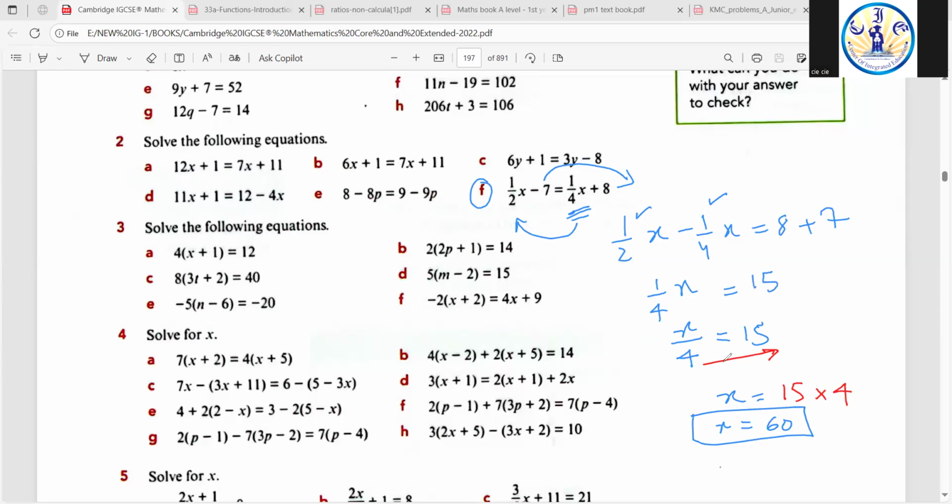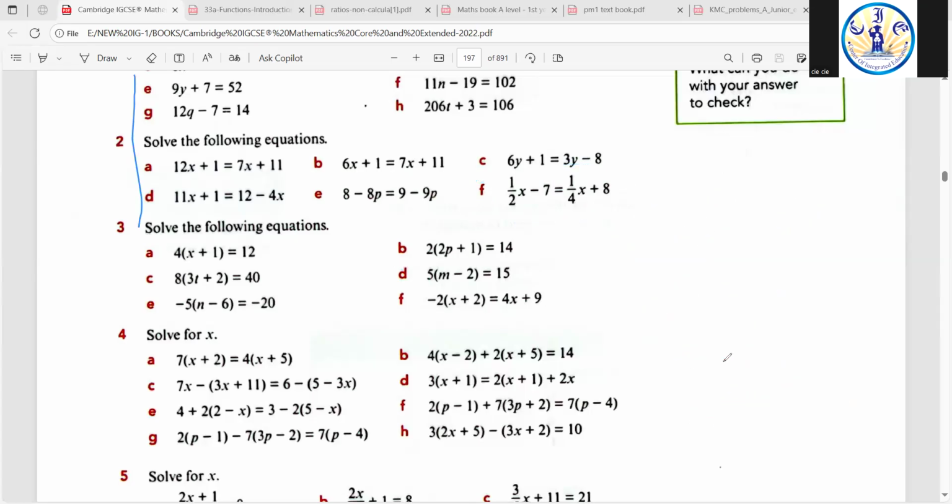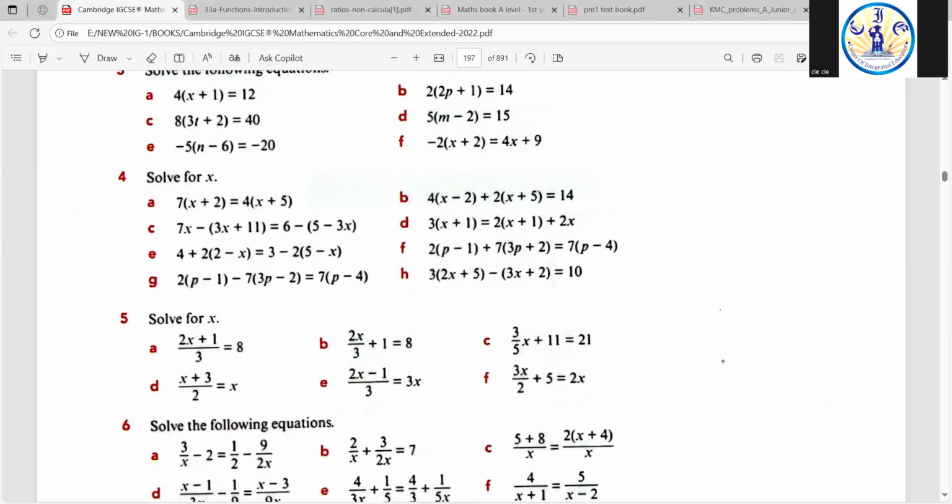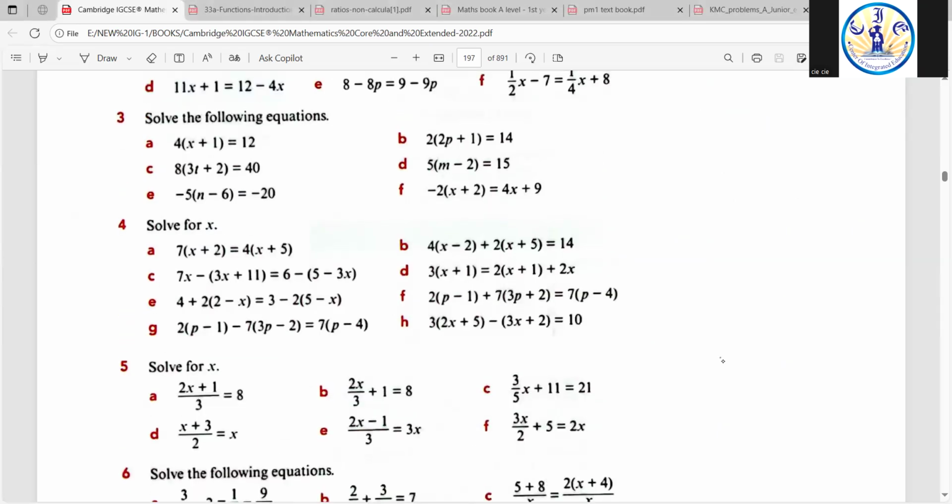Okay, now I come towards solving some other questions. Let me pick part F of question number 3 as well. It involves another step. First of all, we need to multiply this negative 2 with this term. So that will give me negative 2 times x, which is negative 2x, and then this negative times this positive is negative, 2 times 2, that is 4, and on the right side 4x plus 9.